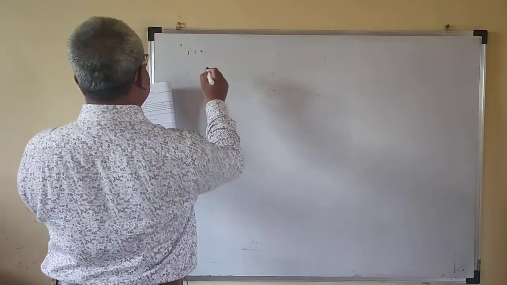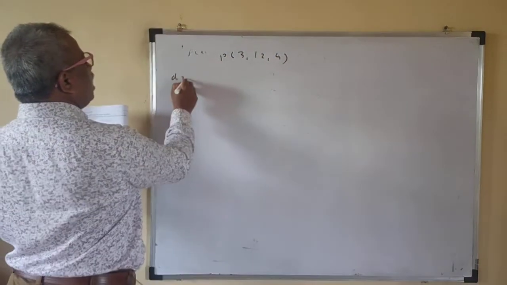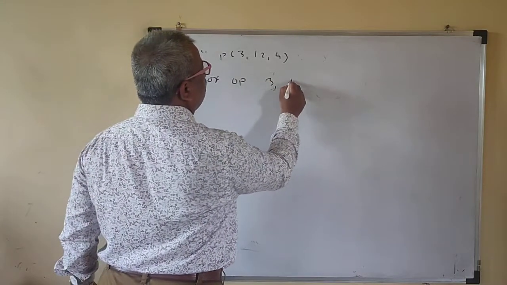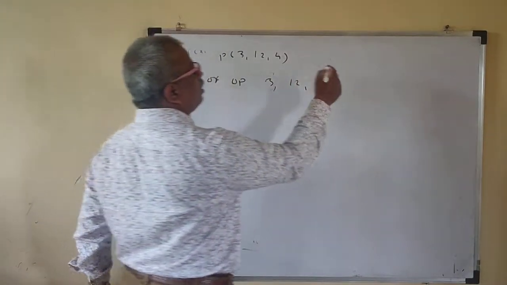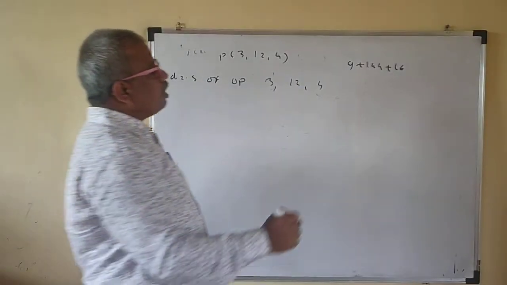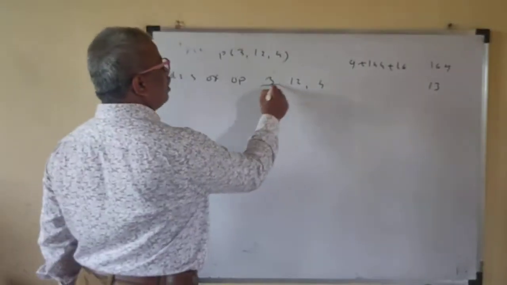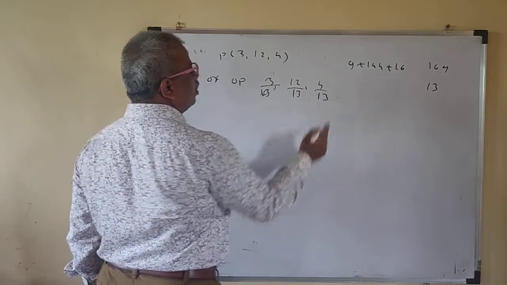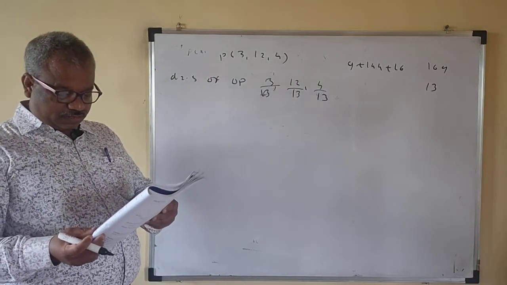Suppose P is (3, 12, 4). Then the DRs of OP are just the coordinates 3, 12, 4. If you want the DCs, take the sum of the squares: 9 plus 144 plus 16 is 169, and the root of that is 13. So the DCs will be 3 upon 13, 12 upon 13, 4 upon 13.